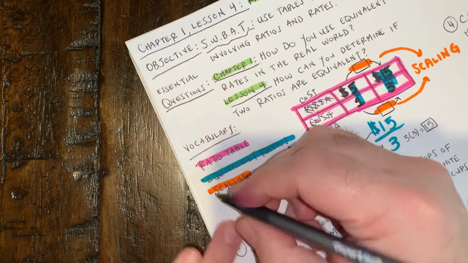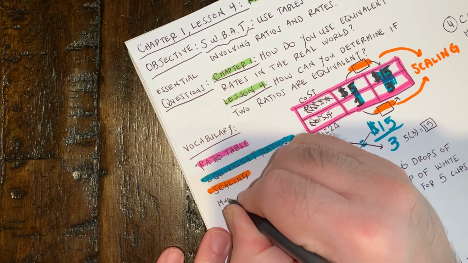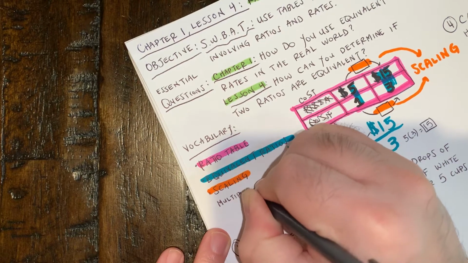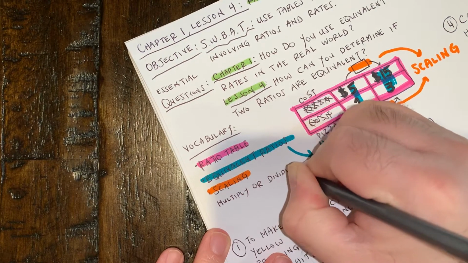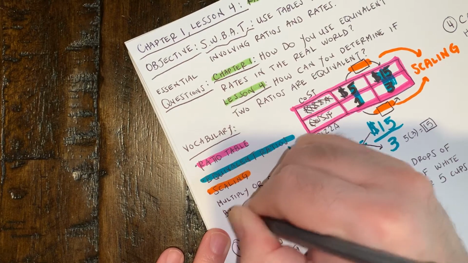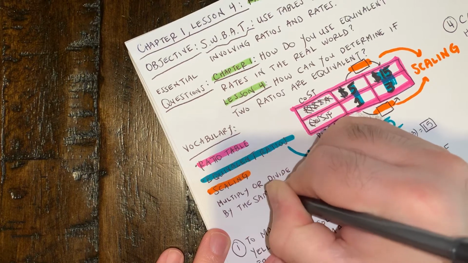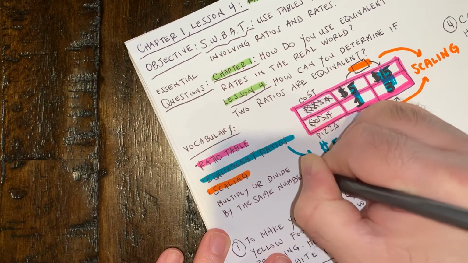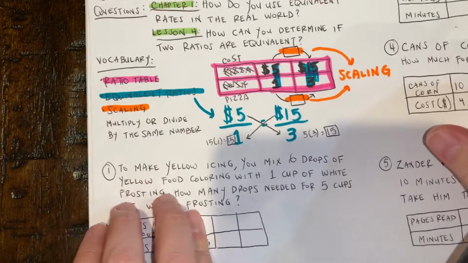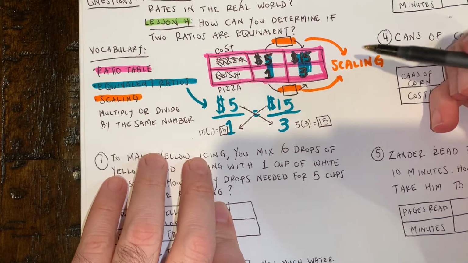Scaling means that you should be able to multiply or divide by the same number. So it's kind of what we did in the last lesson. We actually did do scaling. I just didn't call it scaling. I just wanted to make sure you guys understood it.